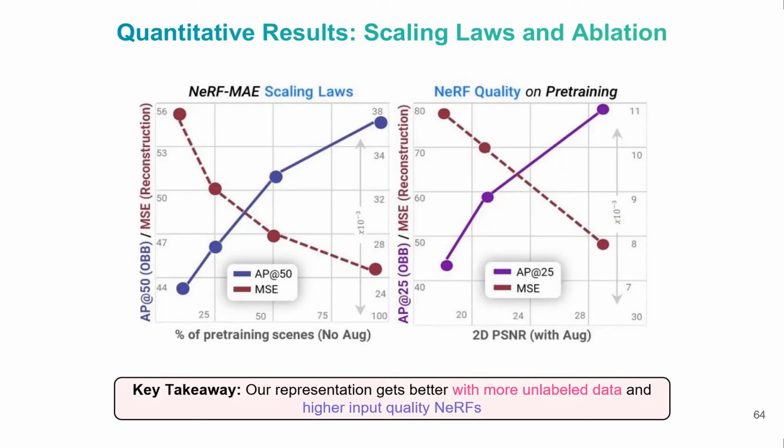On the right chart, we also show that our representation significantly gets better with high quality input NeRFs, where we show 20 to 30 PSNR input NeRF quality. And on the y-axis, you can see that AP25 also increases from 40 to 80%.